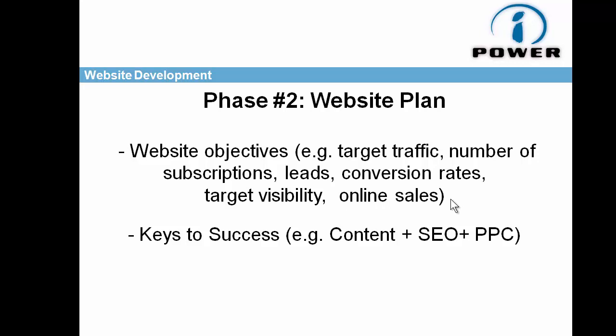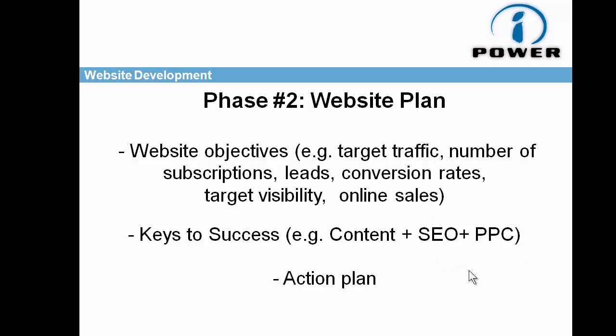And then you need to define your own keys to success. Every single website has different formula for success. So this is what I call success formula or keys to success. What is your key to success? Well, in some cases it could be lots of content on the website, optimizing your website for search engines and doing pay-per-click advertising. What is your own formula for success? So that's the second component of a website plan.